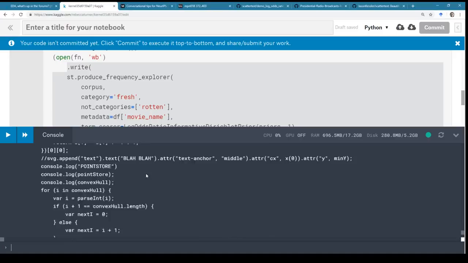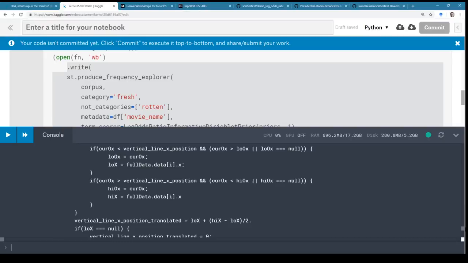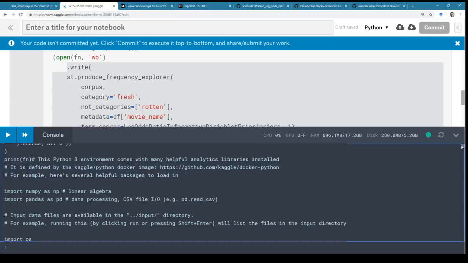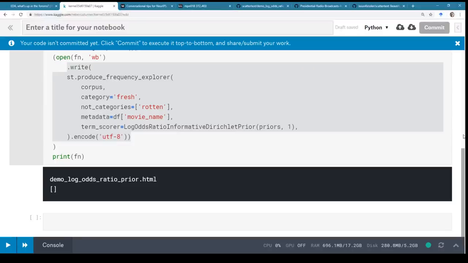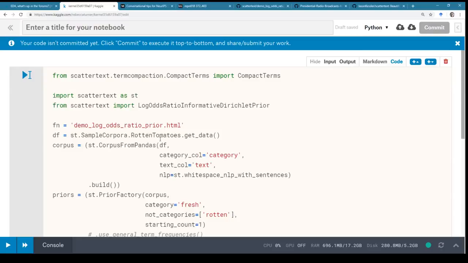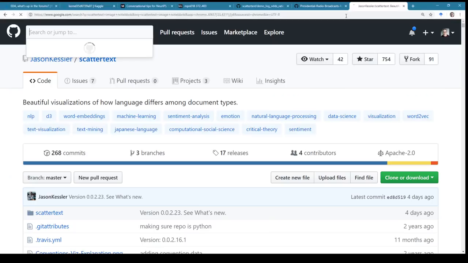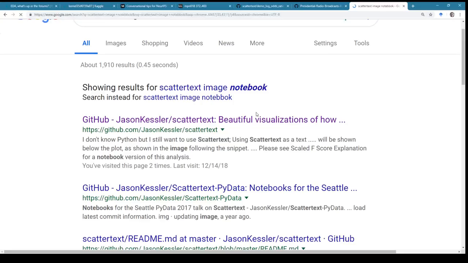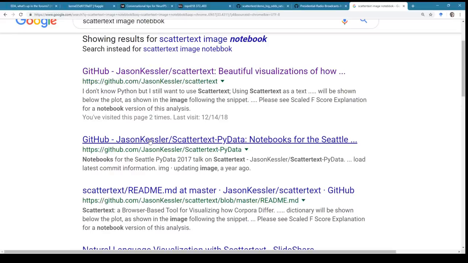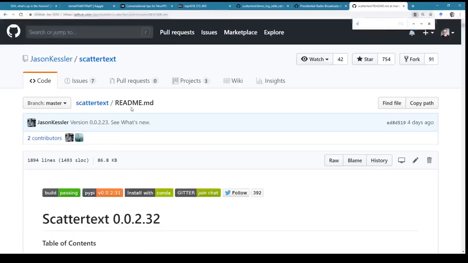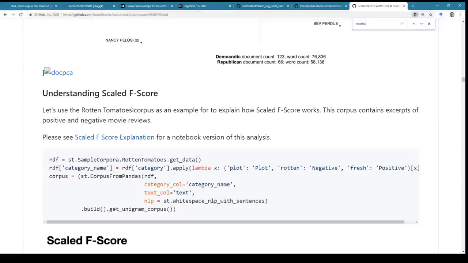Well, that's certainly something. Okay, so it's created a figure. This looks like JSON for the whole figure that I'm sure is beautiful, but I cannot see it. Okay. Let's see. Scatter text image notebooks. Scatter text scaled for notebook version of the analysis. All right, let's look at a notebook that works and then see if we can get it to work.